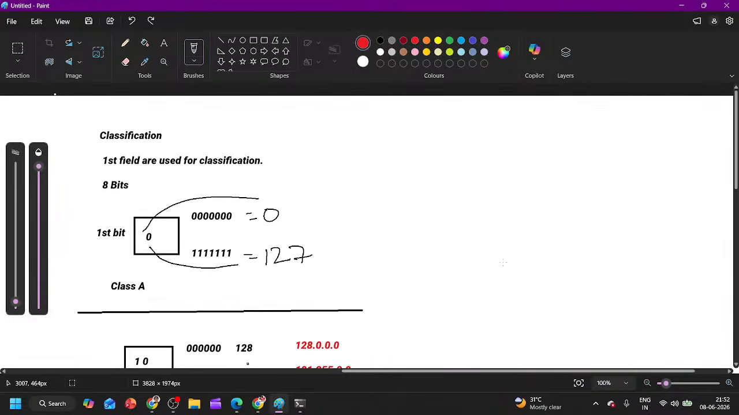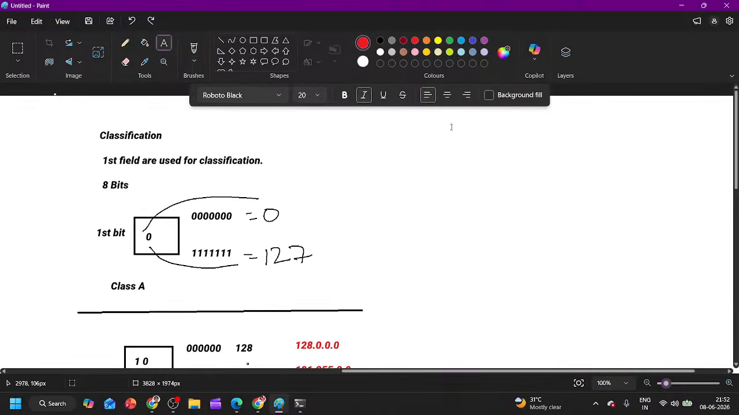Let me ask you some more quick questions. Let's say 10.255.1.100. Tell me, this IP address belongs to which class? First of all, is it a valid IP address? Yes, sir, valid IP address. Okay. Then tell me, this IP belongs to which class?